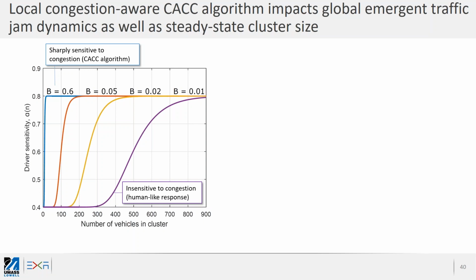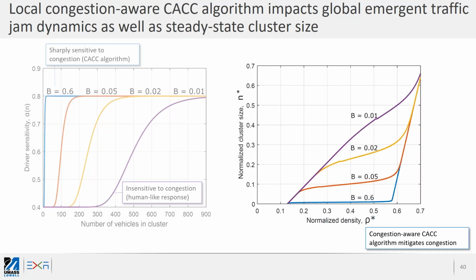So if you're using parameter values like b equal to 0.01, which corresponds to the purple line, we should not expect behavior any different from what a human-driven vehicle or human traffic with human-driven vehicles would look like, right? On the other hand, if we have something like blue, then we might see a significant difference.